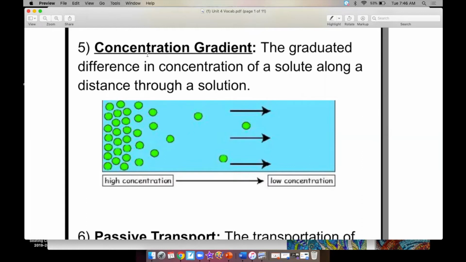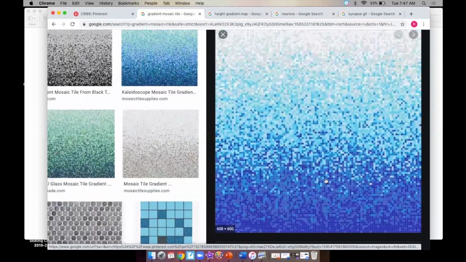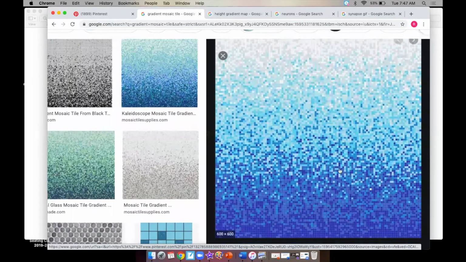Let's break this down. Ignore concentration. Let's look at gradient. What is a gradient? A gradient is a gradual change. Take a look at this picture. We have a gradual change. We have a lot of dark colors down here at the bottom, and it gradually gets lighter and lighter and lighter. This is a color gradient.